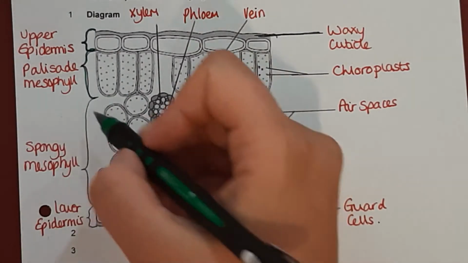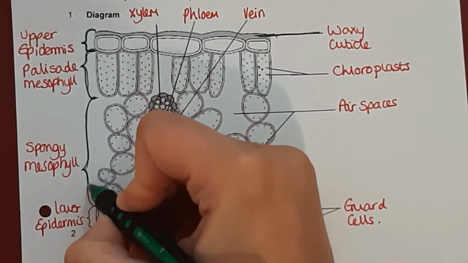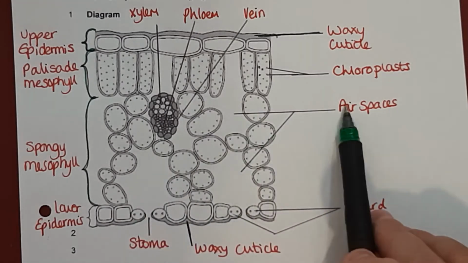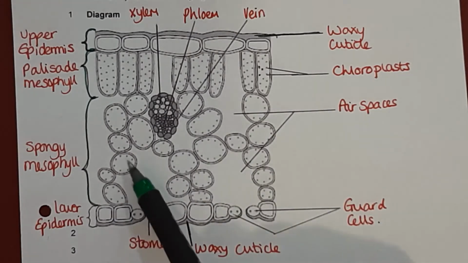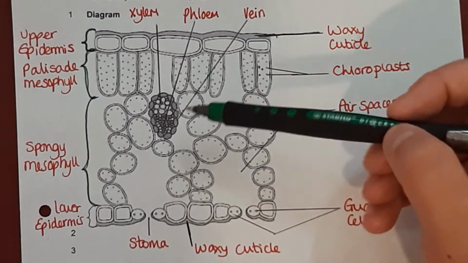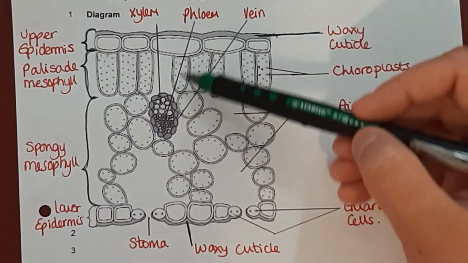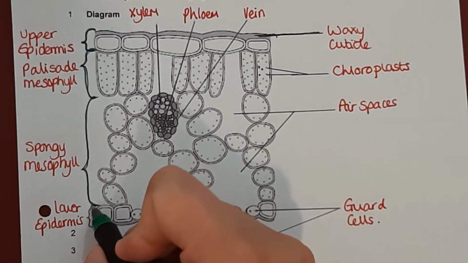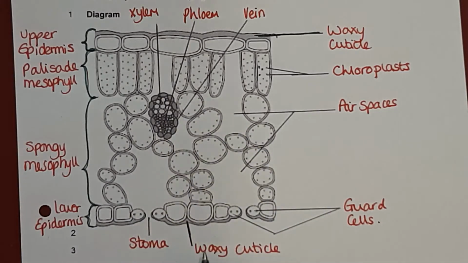Then we have the spongy mesophyll, which is this entire section down here, which contains cells, but also very large air spaces. The spongy mesophyll also contains veins, which have the xylem carrying the water and ions, and the phloem carrying the sugars. At the bottom, we have our lower epidermis, again with a waxy cuticle, this time with stoma and guard cells either side that open and close for diffusion of air into and out of the leaf. So that's everything you need to have labelled in your diagram.